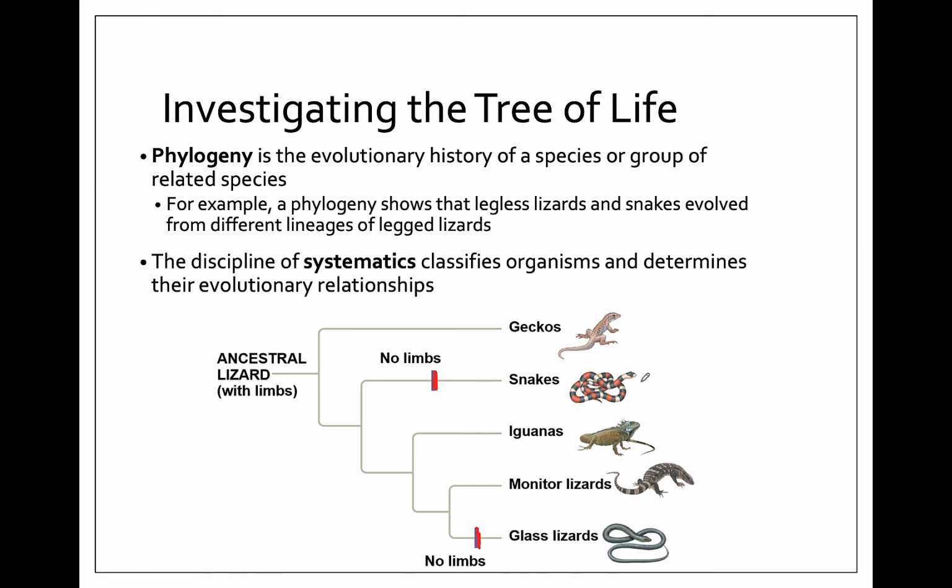And we can tell that the lizards and the snakes are from different evolutionary histories because of morphological characteristics and other genetic characteristics. Systematics is how we classify each of these organisms. So if I were to pick up some legless reptile and then determine its evolutionary relationship by classifying it either as a snake or a glass lizard.